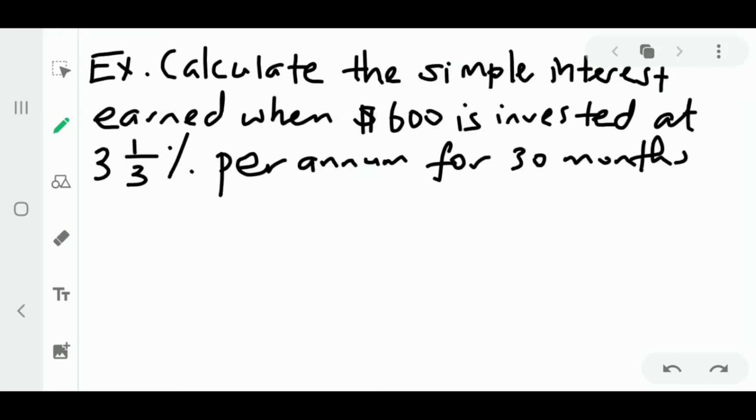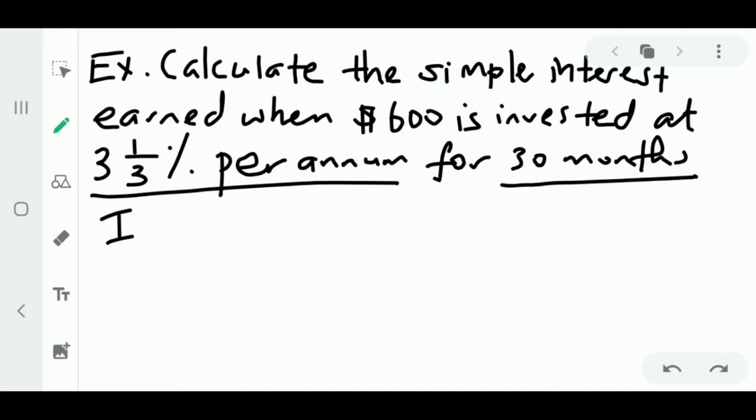So another example here. Calculate the simple interest earned when $600 is invested at 3 1/3% per annum for 30 months. If you realize, this says 30 months, but the interest rate is in terms of years. So what you need to do is convert the 30 months into years.